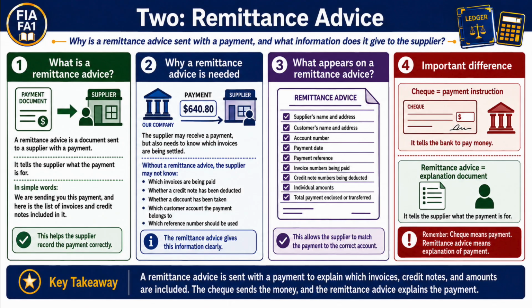Important difference: check and remittance advice. Students, do not confuse these two things. A check is a payment instruction. It tells the bank to pay money. A remittance advice is an explanation document. It tells the supplier what the payment is for. So remember, check means payment. Remittance advice means explanation of payment.